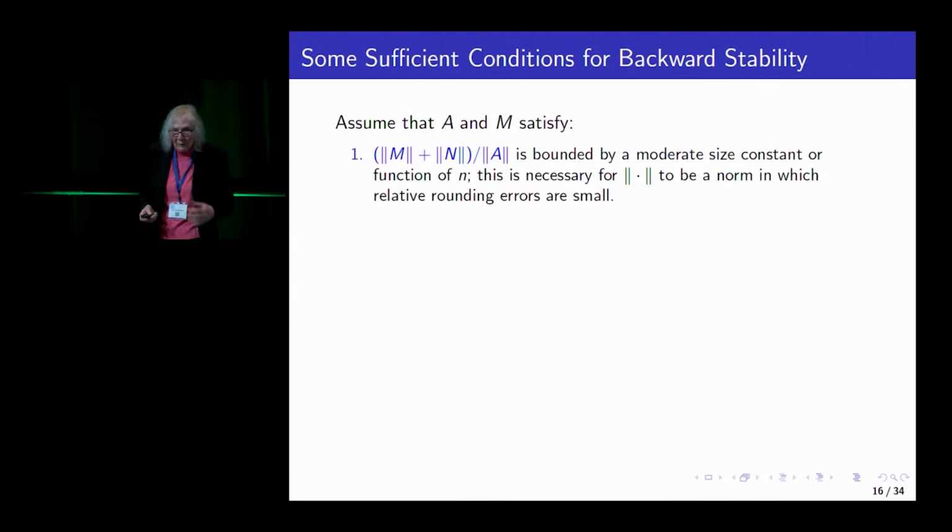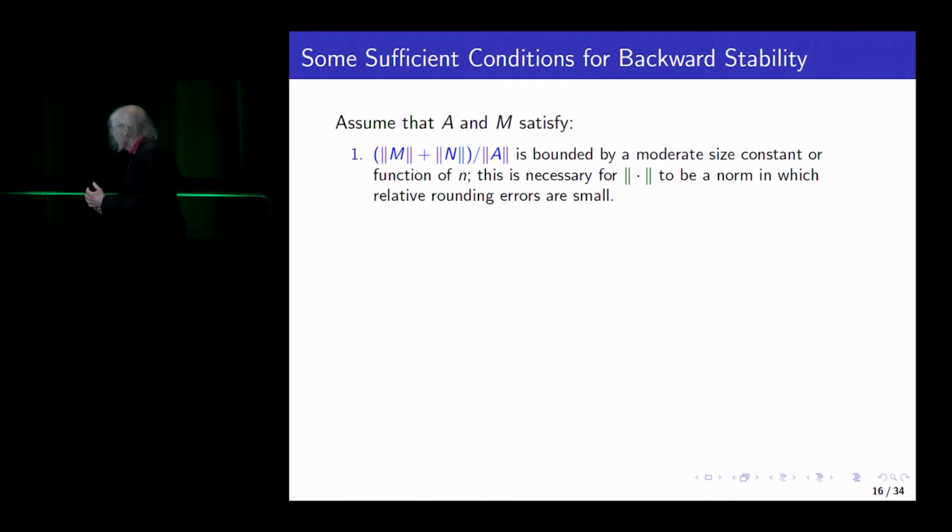All right, so some sufficient conditions to give backward stability for simple iteration basically say that you can't allow the approximate solution y_k hat to grow as it did in that example that I gave. There are a number of sufficient conditions you could give. Here are some. We would like the norm of M plus the norm of N over the norm of A to be bounded by a moderate-sized constant or function of n. This sort of says that the norm we're using is one in which rounding errors are small, not a crazy norm.